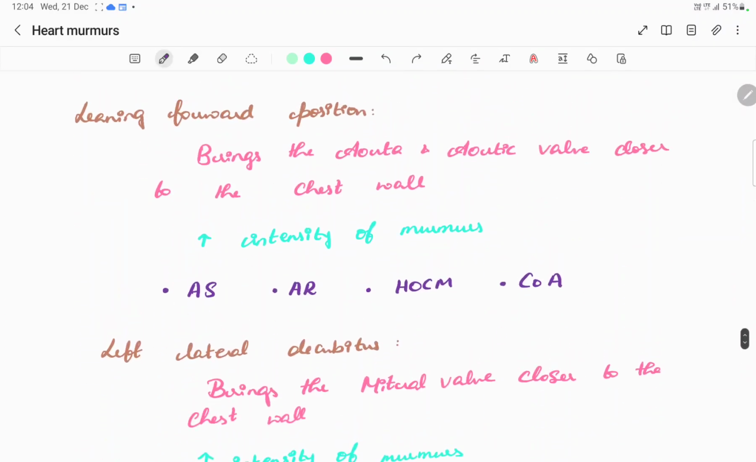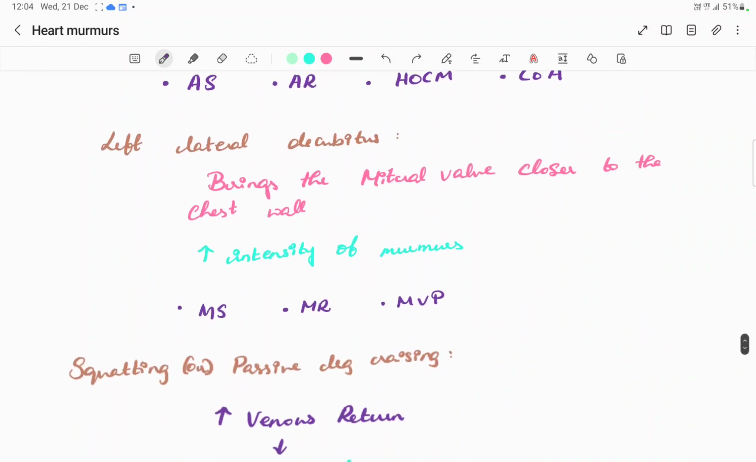Next, in leaning forward position, we saw inspiration, we saw expiration. Now leaning forward position. So this will bring the aorta and the aortic valve closer to the chest wall. So that is going to increase the intensity of these murmurs like AS, AR. Apart from that, HOCM and coarctation of aorta.